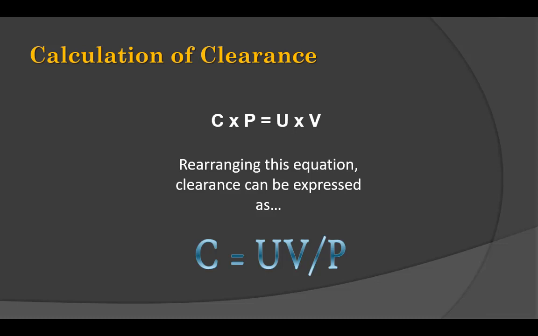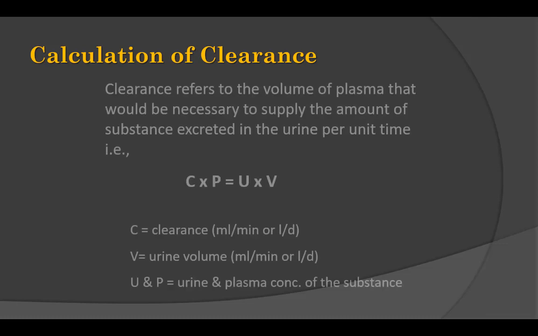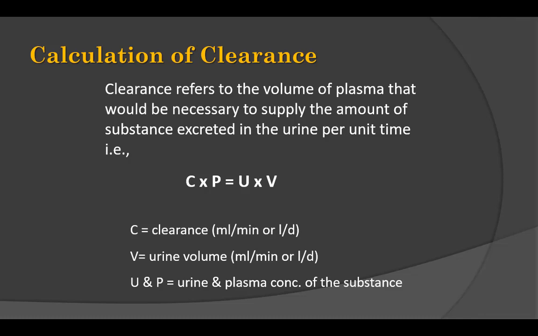So if you have the values of all these, and the values are not so difficult to calculate, you need to measure urine volume. You need to measure the concentration of this substance in the urine and in the plasma. If you have these three values, you can calculate clearance very easily.